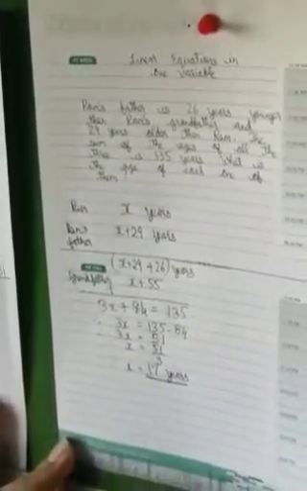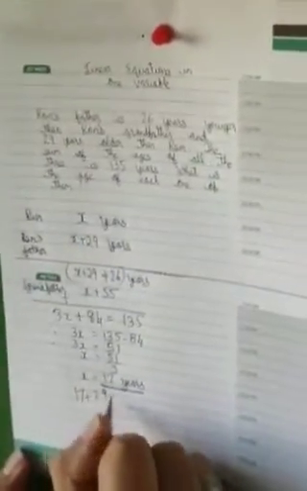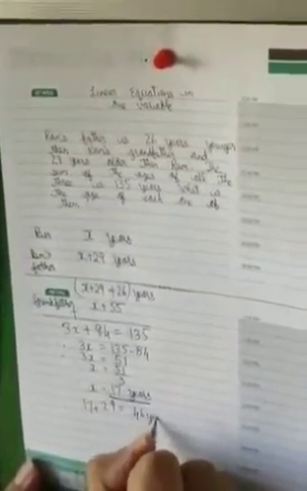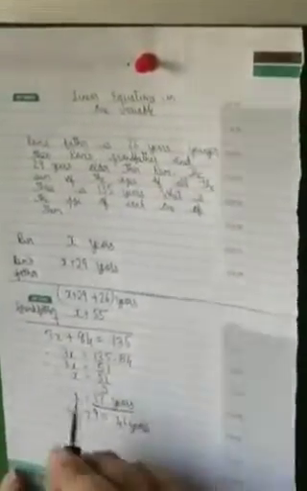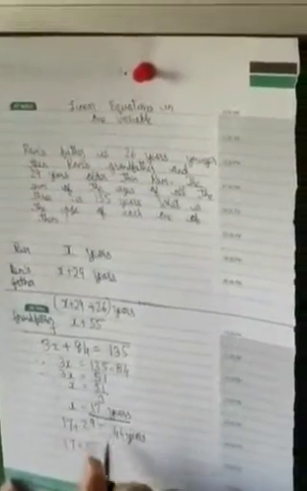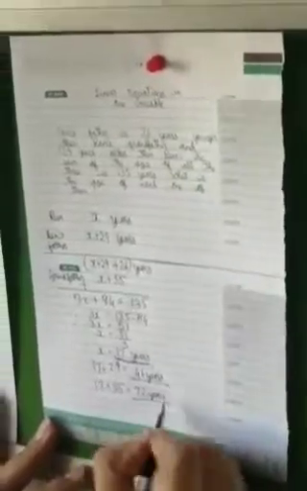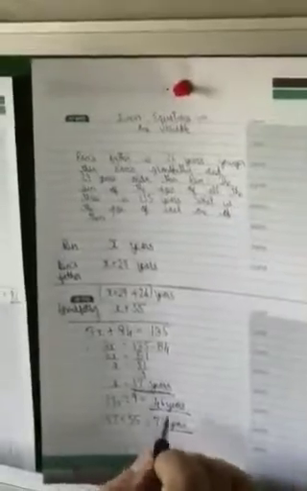If Ram is 17, what will be his father's age? It will be 17 plus 29, which will be 46 years. And his grandfather's age will be 17 plus 55, which will be 72 years. So we got all three ages: Ram's age is 17, his father's is 46, and his grandfather's is 72. We can cross check by adding all three and seeing whether we get 135. There is yet another way of solving this same sum.